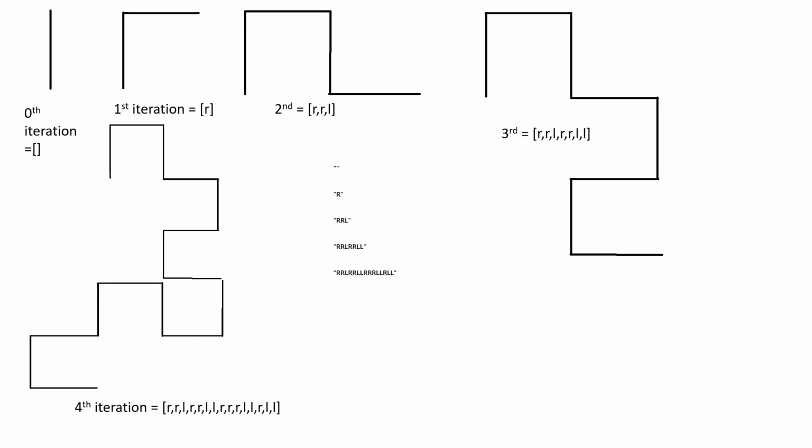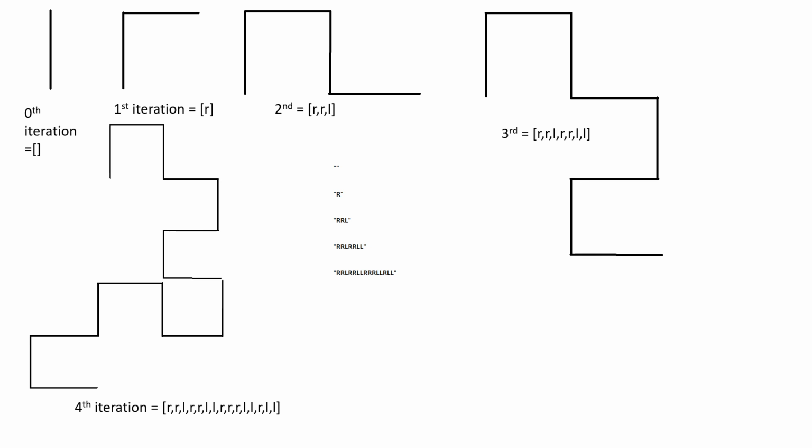Now, if you look at the list of turns associated with each of these iterations, you can actually predict what the next iteration will be from the one before it. So what you would do is you would take that whole list of turns and just keep it as normal. Then you would add an R because you're going to turn right next, and then you're essentially just going backwards through the fractal. So you'd have to change every right to a left and then reverse it. And that's what you see happening.